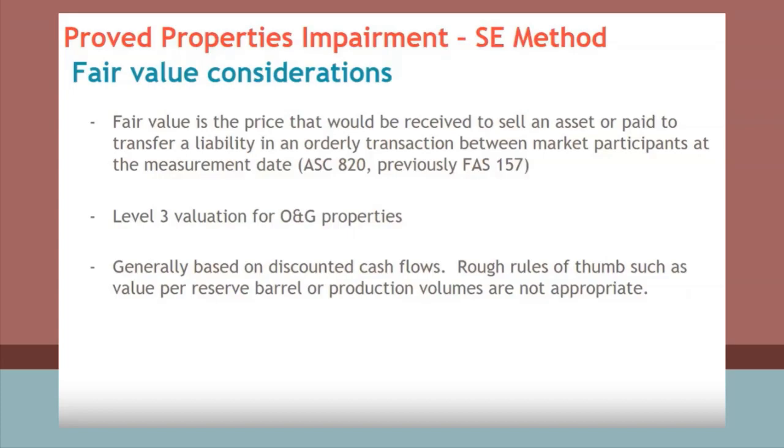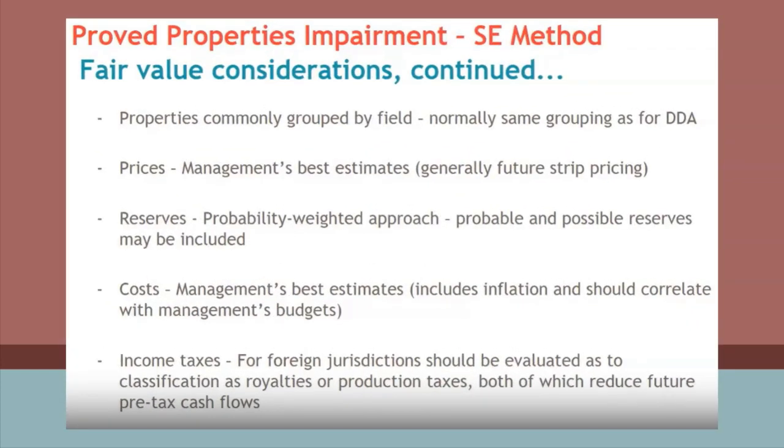So, proved properties impairment method, or sorry, fair value considerations. Keep going. Properties commonly are grouped by field. That's the same as kind of DD&A. Prices, I just kind of went over that. The management best estimate reserve report, you just strip pricing, just think future pricing.